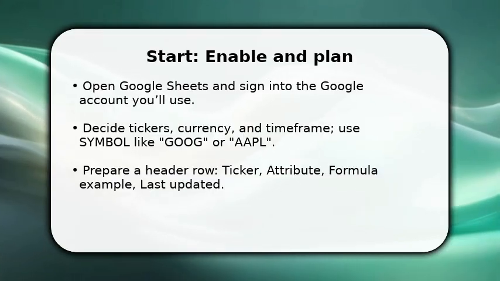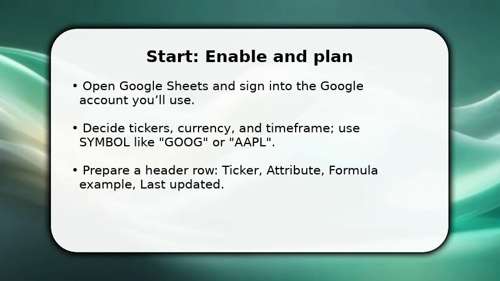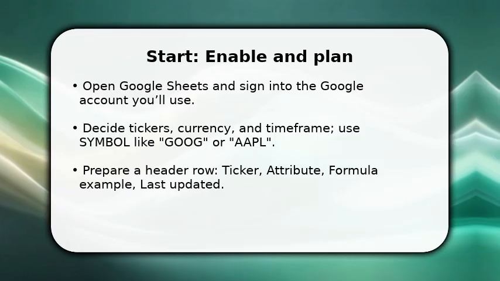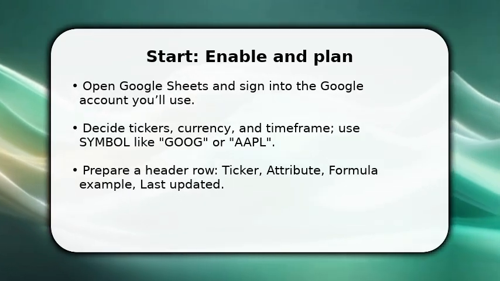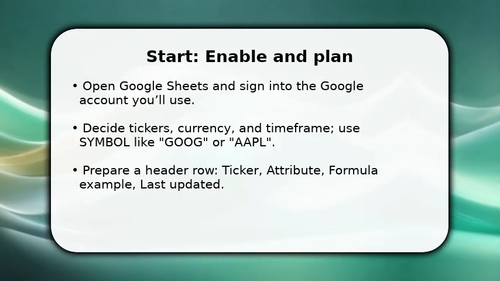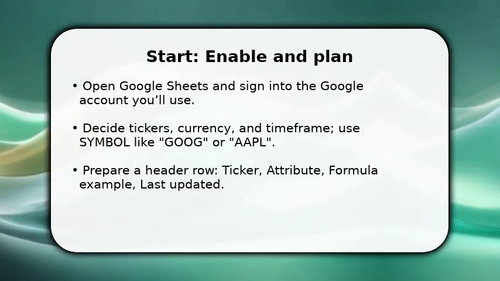You'll begin by opening the spreadsheet and picking the assets and attributes you need. Once done, lay out a compact header row for tickers and attribute calls. This prevents confusion later. Make sure to set the sheet locale and currency in file settings so results format correctly.